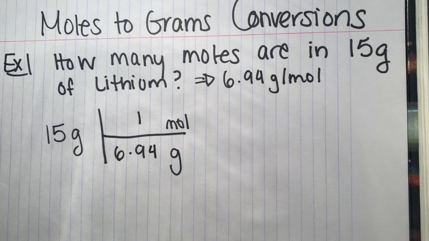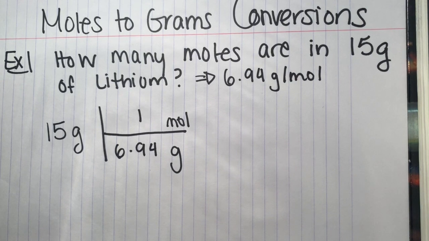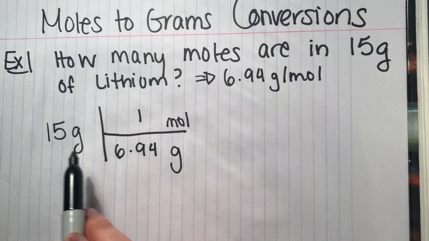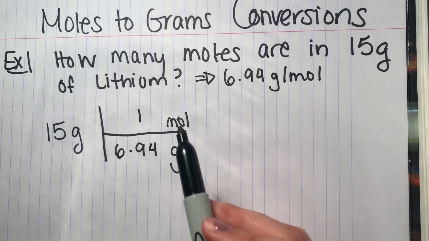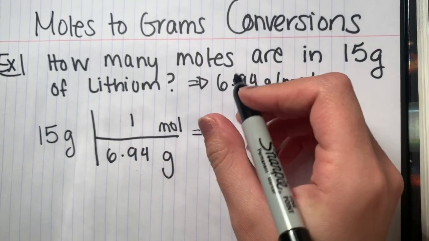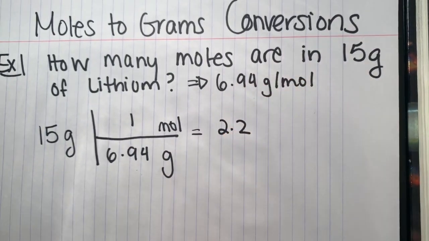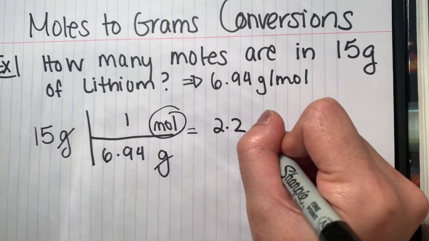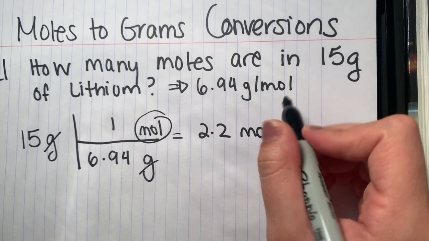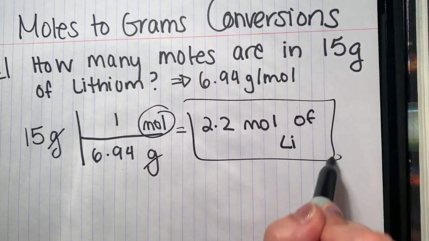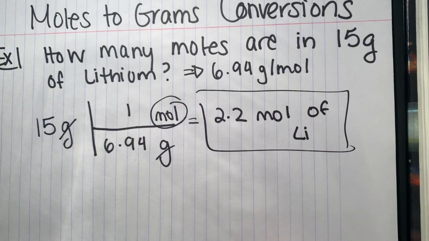Now all that's left to do is the math, and we know we multiply across and divide on the bottom. So 15 times 1 is 15, divided by 6.94 is 2.2. My units cancel out, and I'm left with moles, which is what I want. So there are 2.2 moles of lithium in 15 grams.